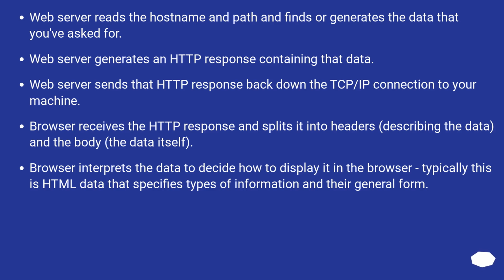Browser receives the HTTP response and splits it into headers, describing the data, and the body, the data itself. Browser interprets the data to decide how to display it in the browser. Typically this is HTML data that specifies types of information and their general form.